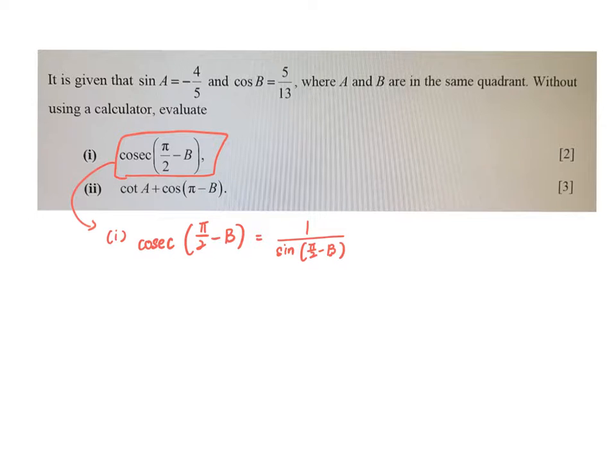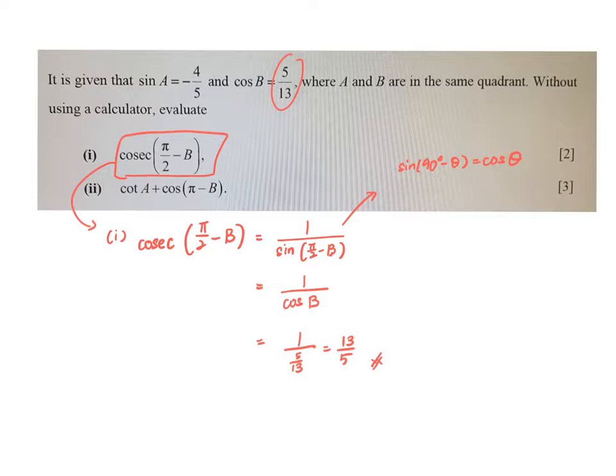Now sine of pi over 2 minus B, by the complementary angle formula, we know that sine of 90 degrees minus theta is equal to cosine theta. This will be equal to 1 over cosine B. Now, what's 1 over cosine B? Well, this is where we need to find out. We can see that cosine B is 5 over 13, right? So this is 1 over 5 over 13, which gives me the answer 13 over 5.